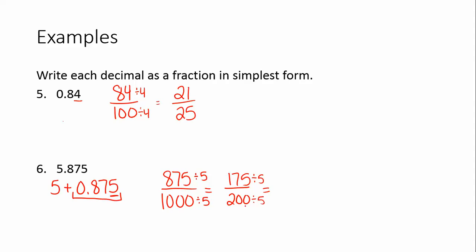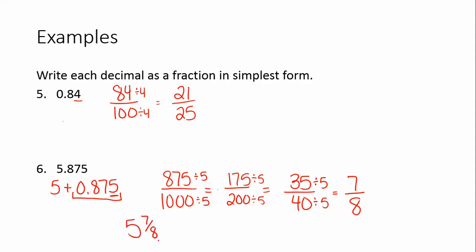Remember, any number that ends in a 5 or a 0 is divisible by 5. So 175 divided by 5 is 35, and 200 divided by 5 is 40. But notice again, both numbers end in 5 and 0, still divisible by 5. We divide 35 by 5, we divide 40 by 5, and we get 7 over 8. We have now reduced the fraction, 875 over 1,000, to 7 over 8. But remember, this isn't our answer because we had the 5 with us. We want to put the 5 in front of it, so we get 5 and 7/8.